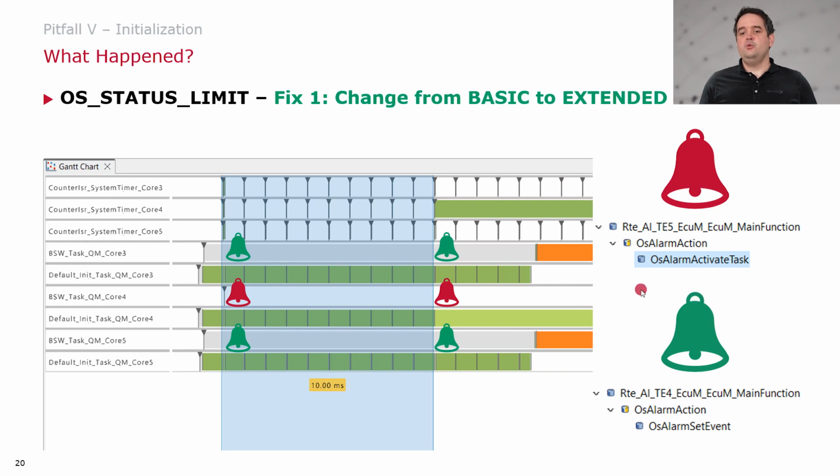One option would be we change the alarm action on expiry from activate task to alarm set event. Because if we are setting an event during an expired alarm, then which is already being set, we will just miss the cycle of the main function because the event is already being set. We do not see an error hook. I implemented this for core 3 and core 5. Core 4 is still the original state. Here you see nicely 3 and 5 are running, so the OS ISRs can be seen, and core 4 is still hanging in the error hook as reference.